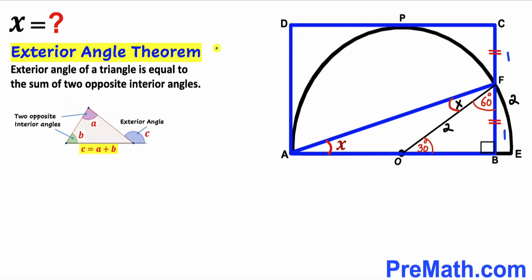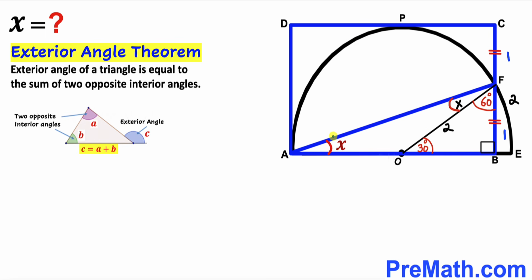Now let's recall the exterior angle theorem. According to this theorem, the exterior angle of a triangle is equal to the sum of the two opposite interior angles, as you can see in this given diagram. Here we can see this angle C is our exterior angle, where angles A and B are our two opposite interior angles, such that exterior angle C equals the sum of these two opposite interior angles A and B. And here our exterior angle is 30 degrees.